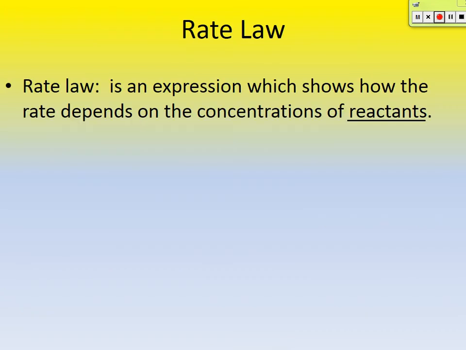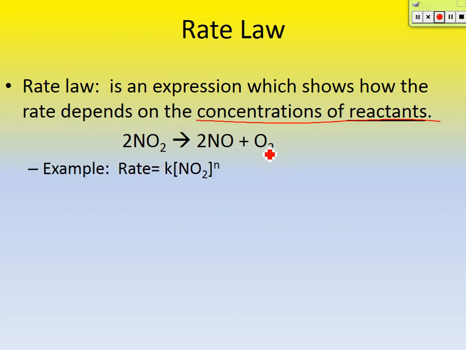Okay, so rate law, that's what we're going to talk about this whole lesson. You need to write down the definition. Rate law is an expression which shows how the rate depends on the concentration of reactants. So how the rate depends on the concentration of the reactants. If we have this chemical reaction, we've looked at this one before, 2 moles of nitrogen dioxide decomposes to 2 moles of nitrogen monoxide and 1 mole of oxygen. This would be the rate law right here.